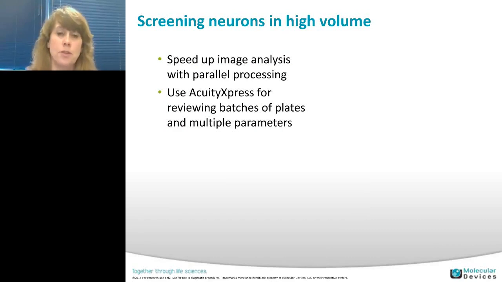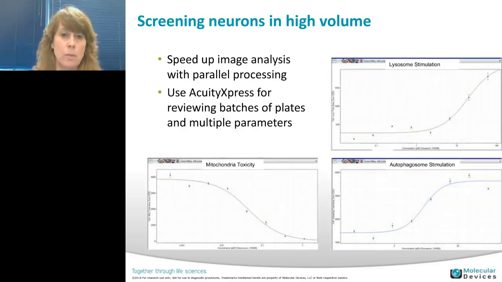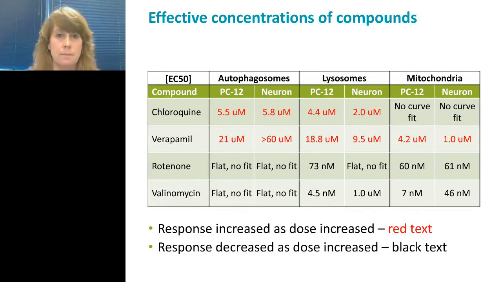If you would want to screen the neurons in high volume, which is really the idea to do screening, you can speed up your image analysis with parallel processing. It is very intensive to analyze neurons with neurite outgrowth modules and with any neurite outgrowth analysis. And you can also use Acuity Express, as I showed, for batching plates. And Acuity Express will generate curves such as these that we got with the neurons, showing lysosomes, autophagosomes, and mitochondria toxicity.